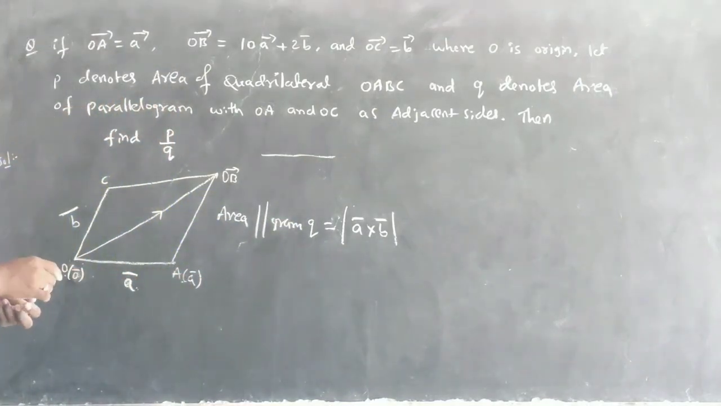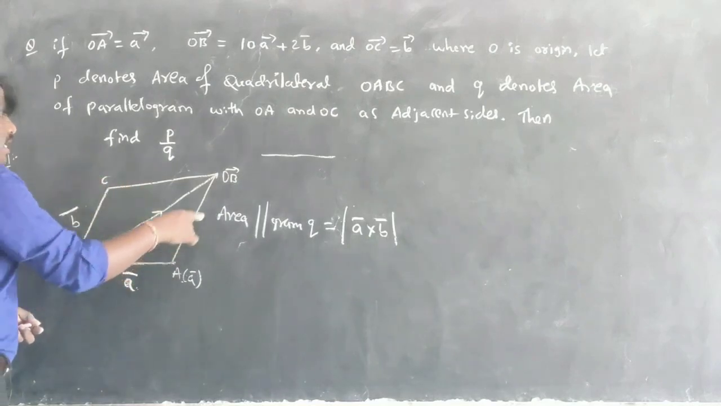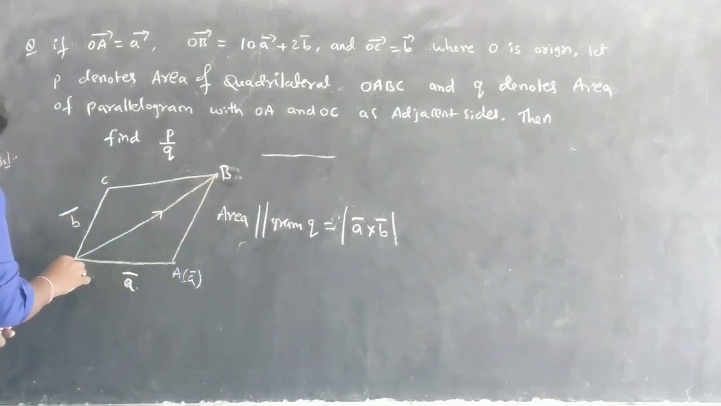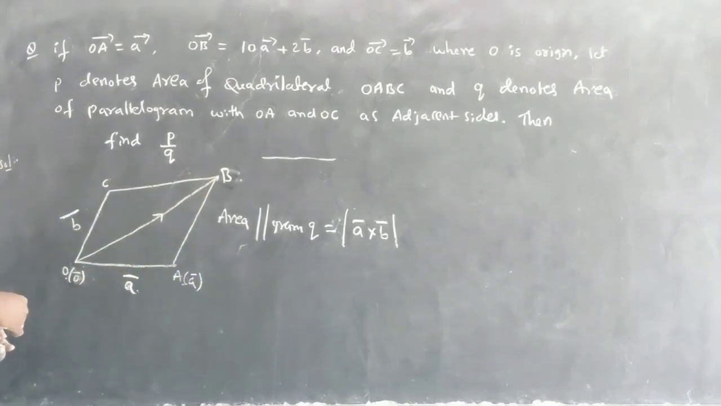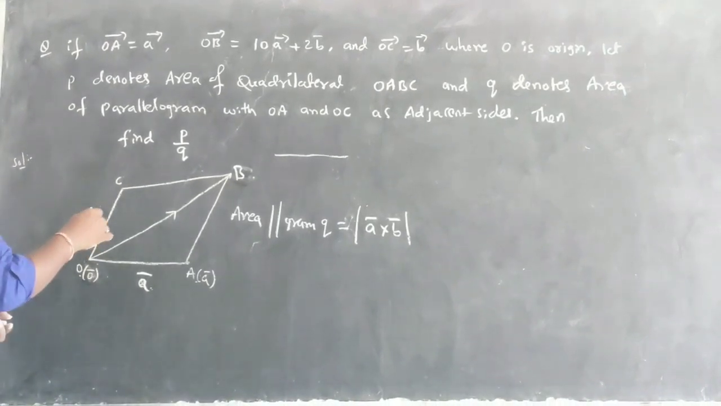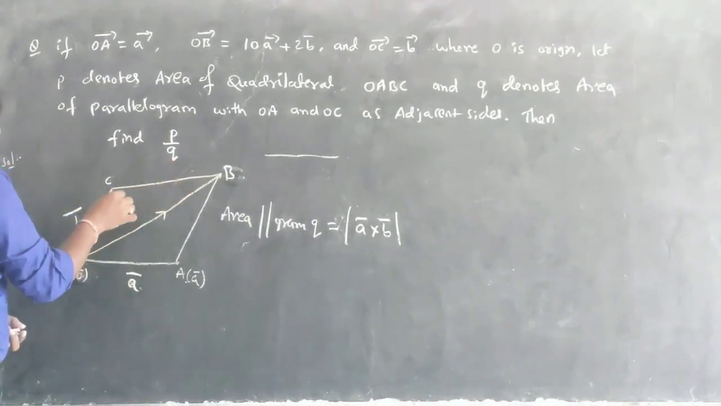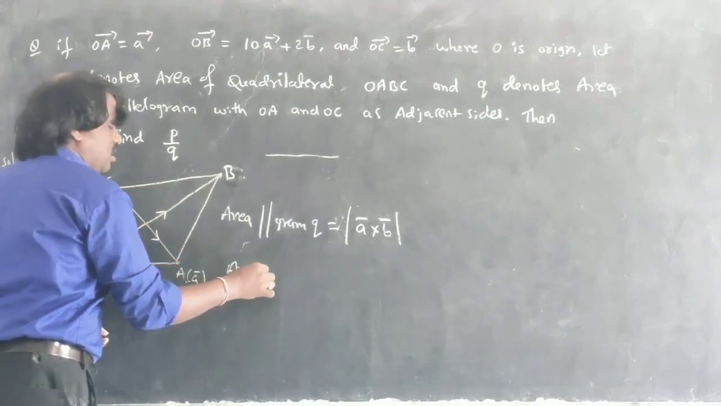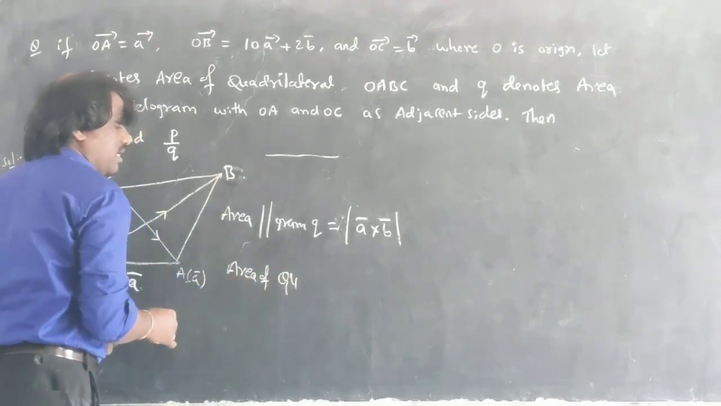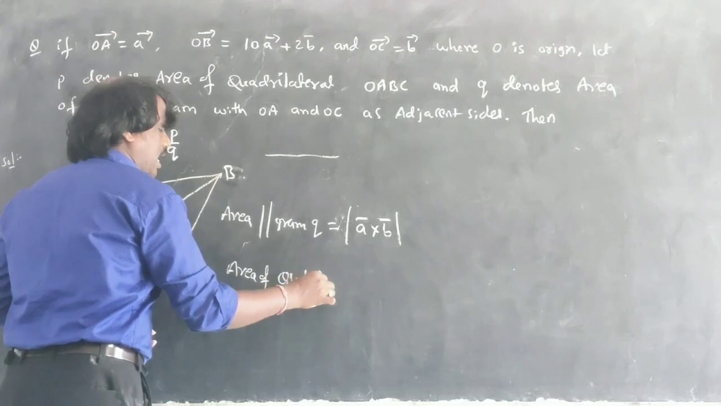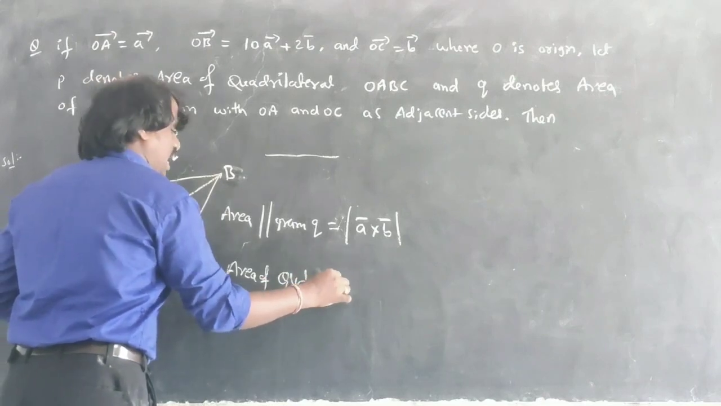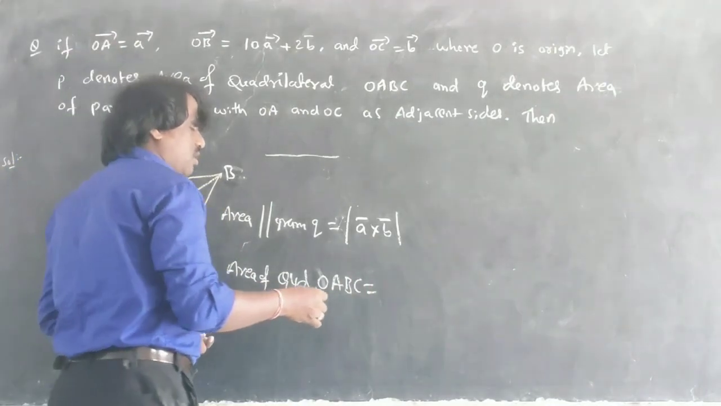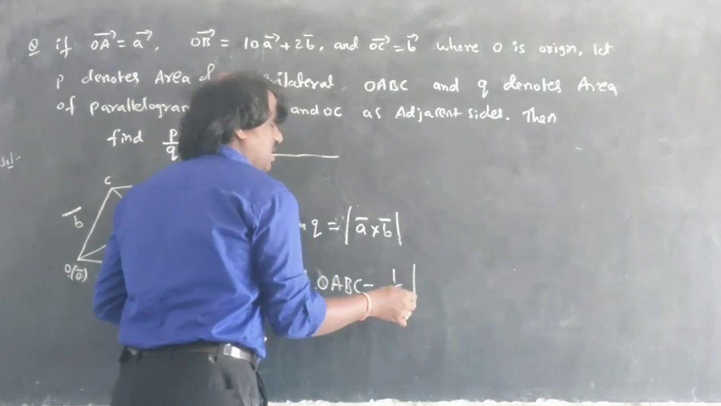Now you have to find the area of the quadrilateral OABC. B is this point, and OB will be the vector. So I have to write OB vector here, that is one diagonal and this is another diagonal. Area of quadrilateral formula I gave you. Area of quadrilateral OABC is equal to half into diagonal 1 cross diagonal 2.